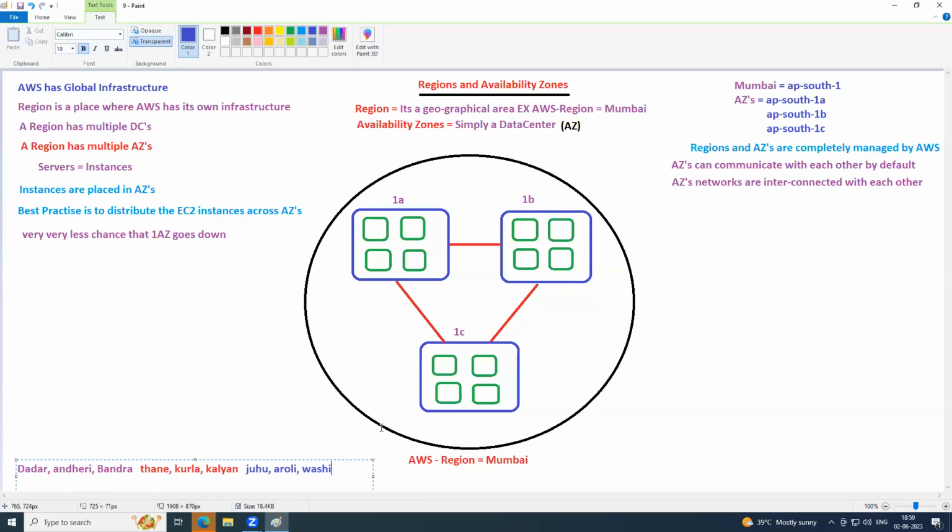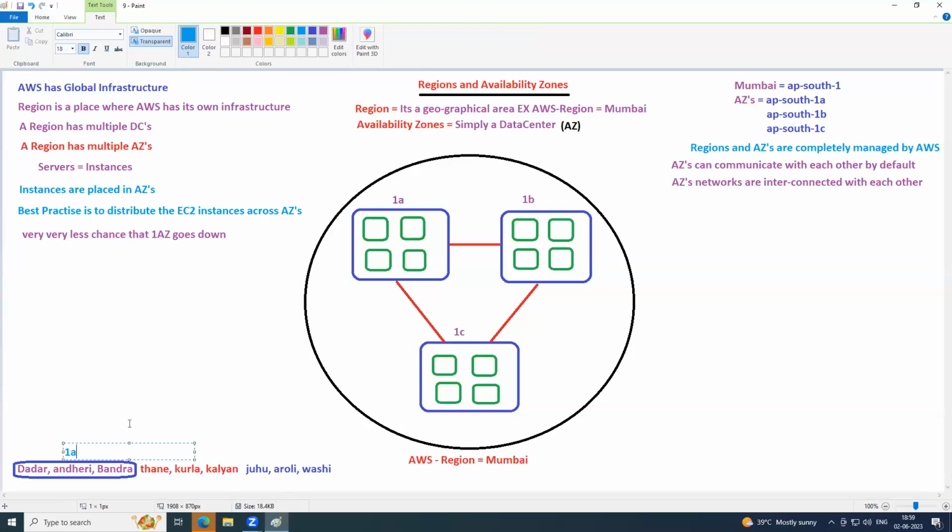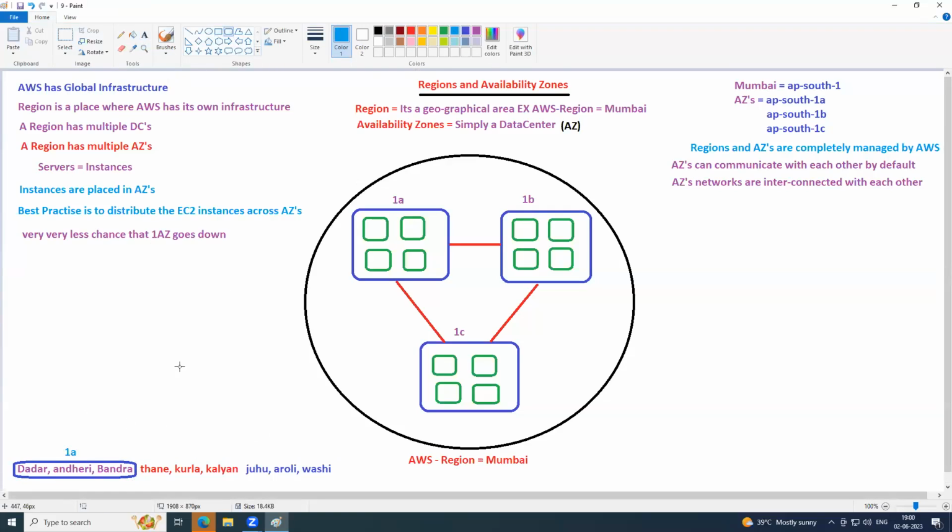Why will the 1A availability zone never go down? What is the reason? For us, it is only one availability zone, meaning one data center. But actually, behind the scenes, AWS will keep one data center in Dadar, another in Andheri, another in Bandra, and call it the 1A availability zone. Similarly, one data center in Thane, Kurla, and Kalyan, for example, and call it 1B.